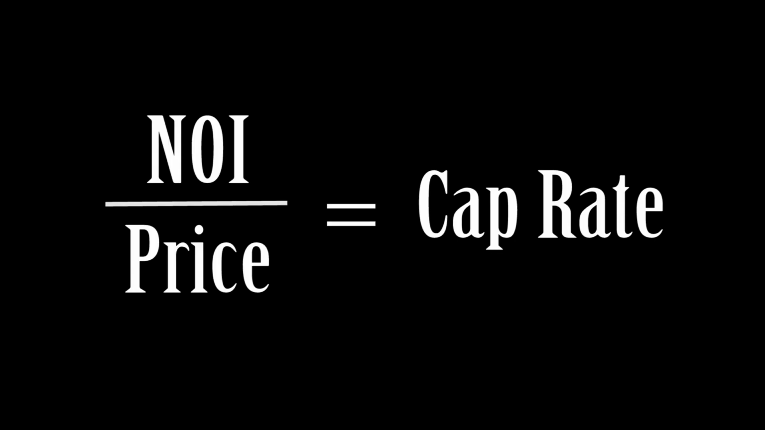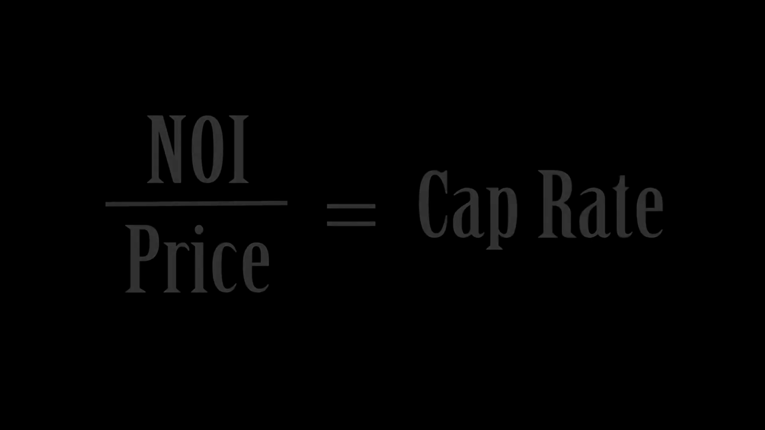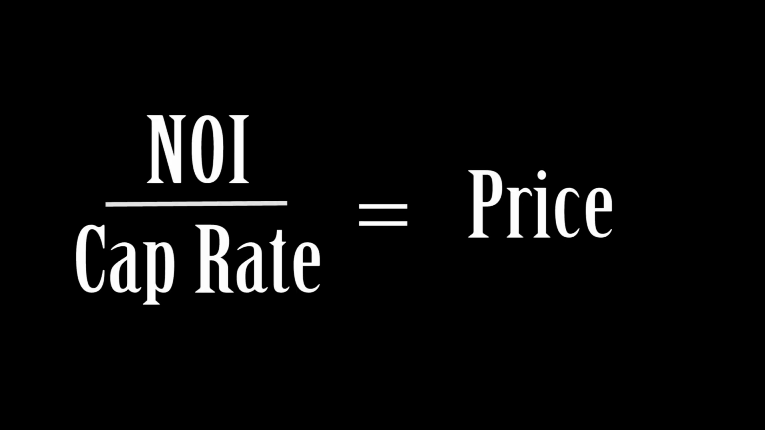But how is it actually used in practice most of the time? Well, let's look at that equation again. We have NOI over purchase price equals the cap rate. Well, if we switch this around a bit, all of a sudden we get NOI divided by the cap rate equals the price of the property. So you can see that depending on your cap rate, you can drastically change the estimated price of the property if you're trying to figure out what a good purchase price is.